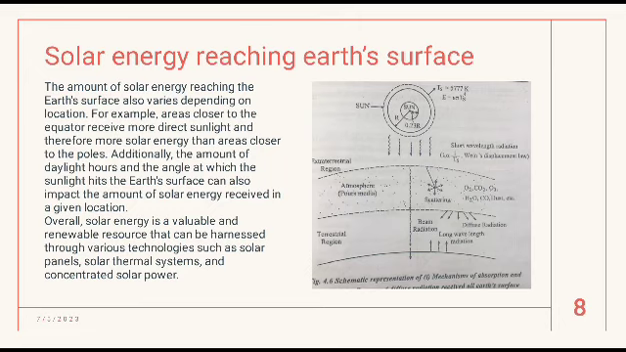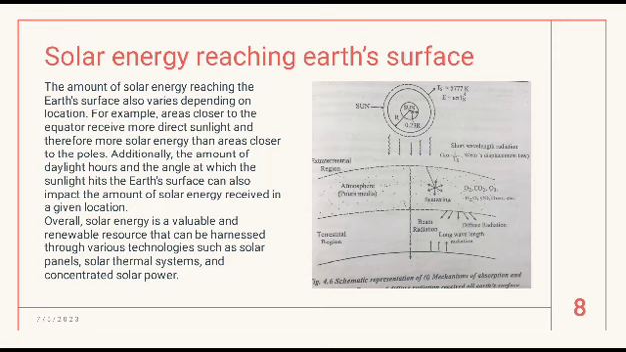In the terrestrial region, there is beam radiation and diffuse radiation. Once the scattering of radiation takes place, it emits as beam radiation and diffuse radiation, and long wavelength radiation also takes place. So the amount of solar energy reaching the Earth's surface varies depending on the location.